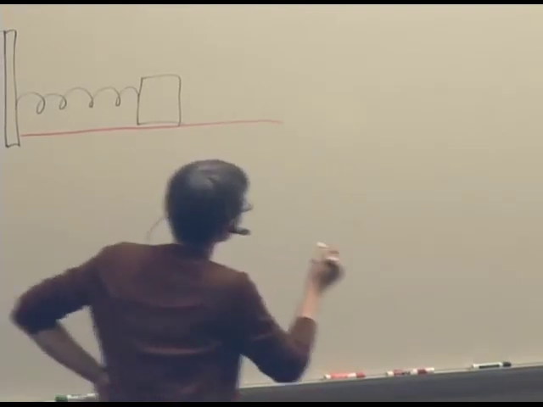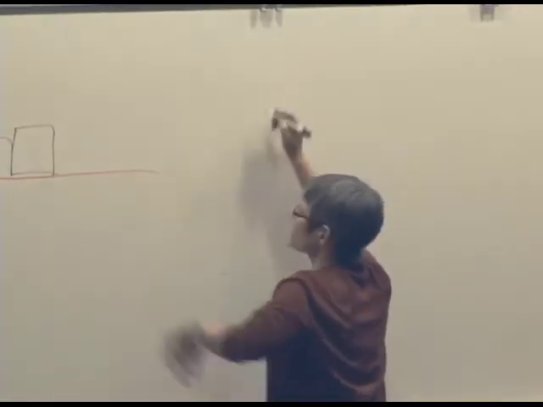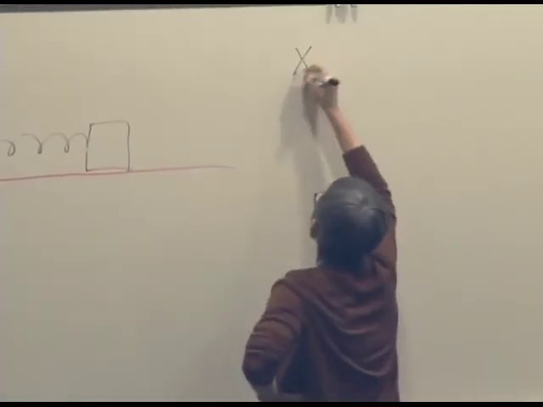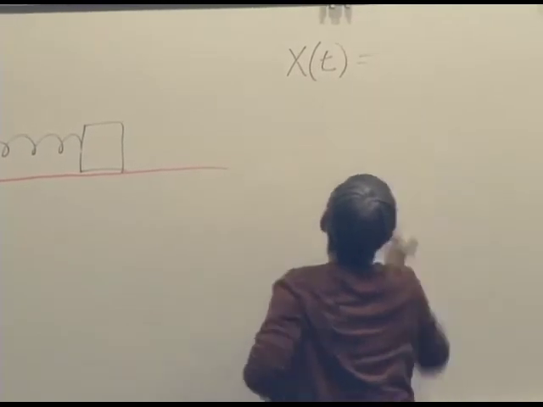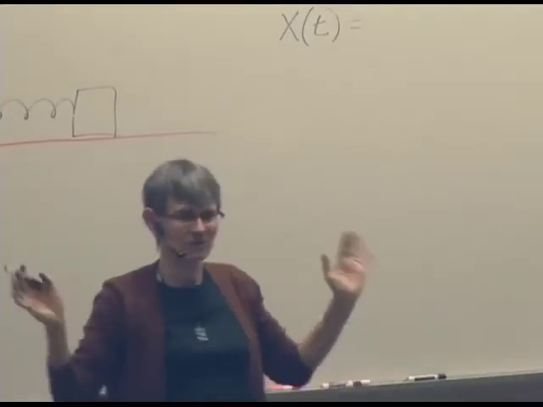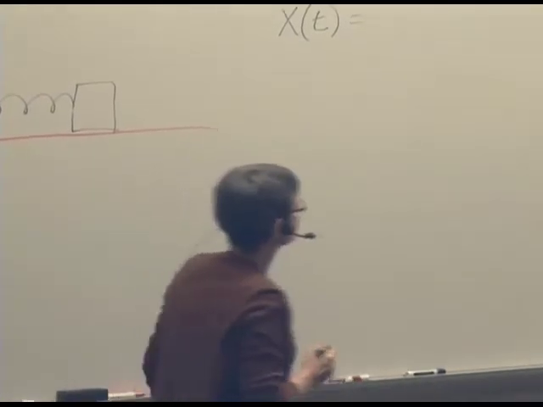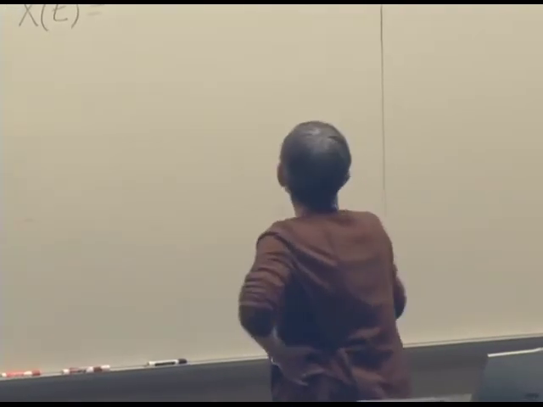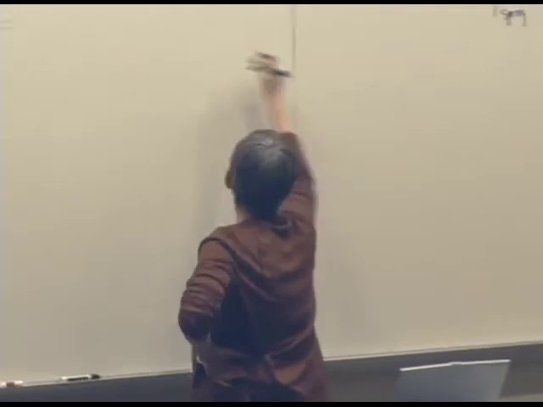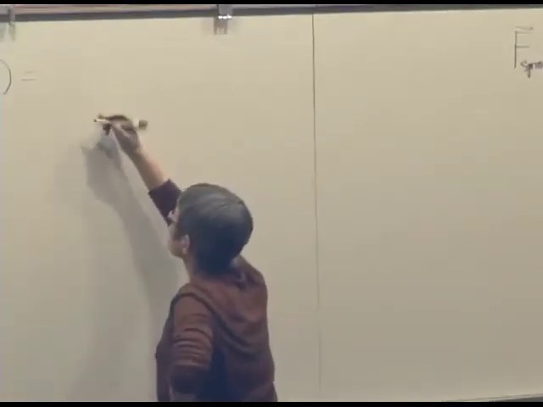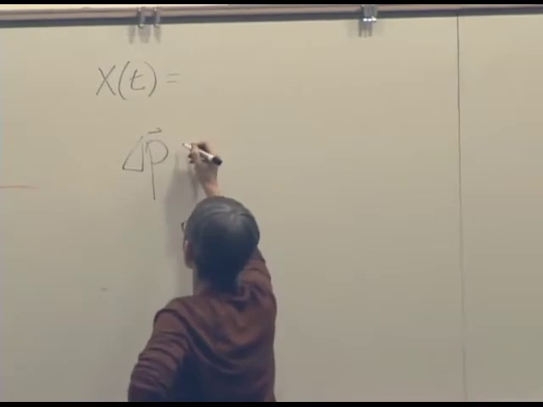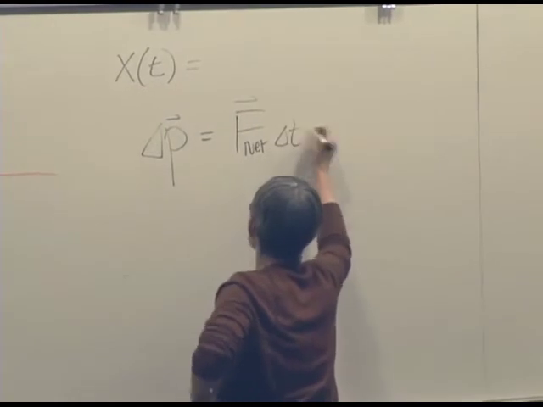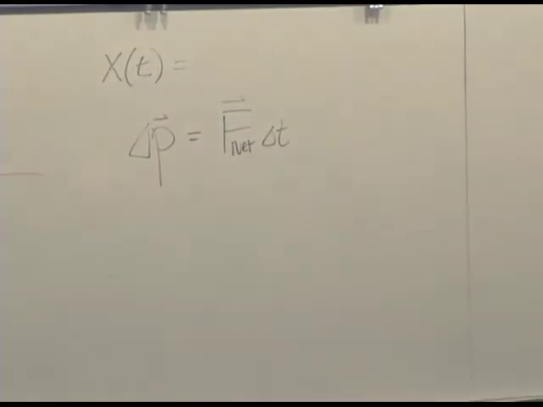And so what we want to be able to do is write an expression for the location of the end of the spring as a function of time valid at any time. So we want to be able to write a function x of t equals. Okay, so that's our goal. And we're going to start out with the momentum principle, of course. So we have delta P is F net delta T, one of the ways we've written the momentum principle.